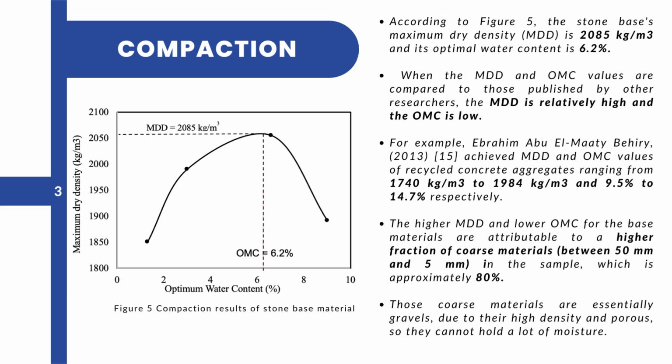This shows that these materials are better in terms of OMC and MDD, because the samples are mostly coarse material between 50 mm and 5 mm, about 80%. That is why the density and porosity improve, because it doesn't hold the moisture.